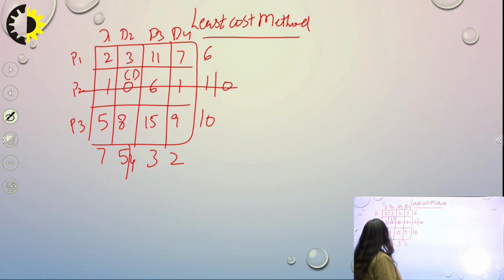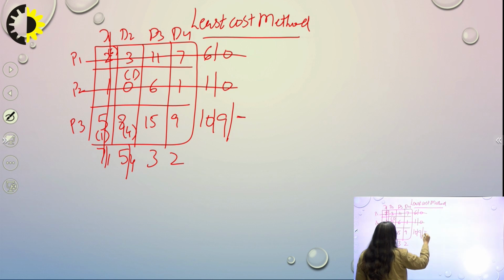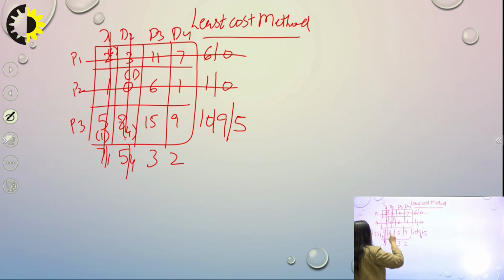Now we will find out the minimum between these elements. So 2 is the minimum. Here supply is 6 and demand is 7, so 1 demand is still left. The whole of this row will be cancelled, and then we have 5, 8, 15, 9. Here the minimum number is 5, where 1 is required. So it comes out to be 9. We will cancel this column. Now the minimum number is 8, 4 is required, so here 5 is left. We will cancel out this column.